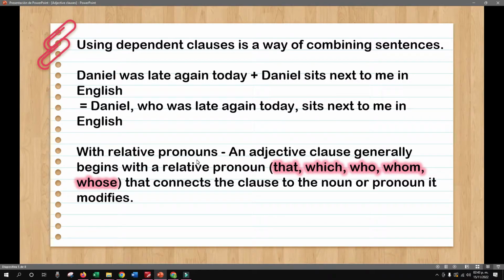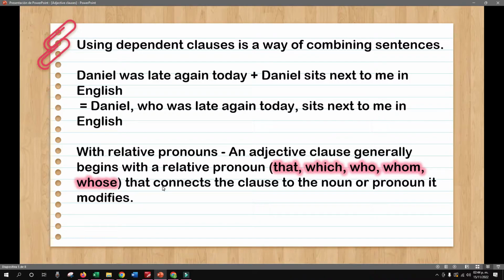With relative pronouns, or adjective clauses, right, you can say an adjective clause generally begins with a relative pronoun, that. So you're going to use this as a subject or an object pronoun for people and things, right? You can say, the book that I saw was red, right? That will be one. Or also you have which. You can use these as a subject or an object pronoun for things, right? Or who, you are going to use this for people, right? You can use whom also, that is for people, but as an object pronoun, whom, right? Also whose, we're going to use whose for possessions.